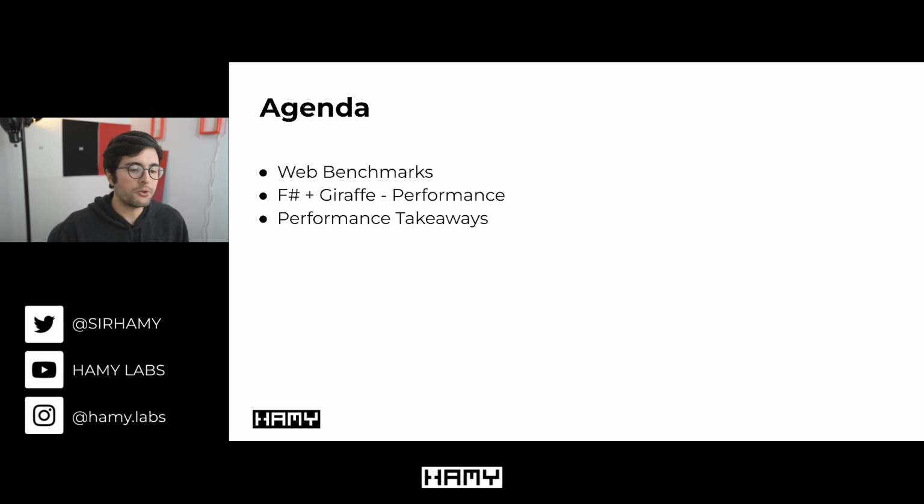Then we're going to go into F# and Giraffe and dive into the performance issues and what the change was to actually hit that 6.5x improvement. And then we're going to finish off with some performance takeaways. So what can you learn from this whole thing and bring back to your own systems with respect to performance?